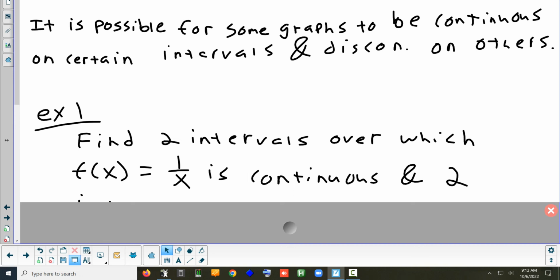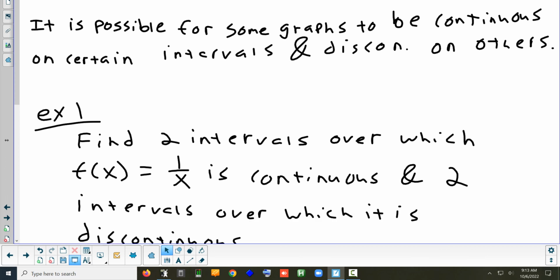So, what we're going to do is we're going to draw the graph of 1 over x. And I want to name 2 intervals that are continuous, meaning I can start and stop somewhere without lifting my pencil. And then I want to name 2 intervals that are discontinuous, meaning if you told me to go from a start to a stop, I couldn't do it without lifting the pencil and putting it back down somewhere else.